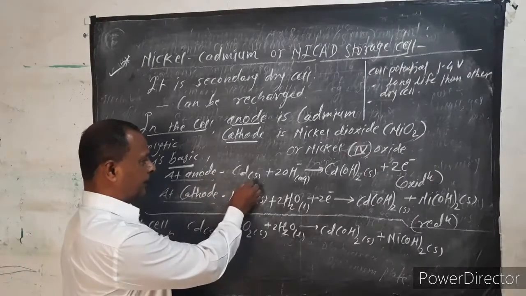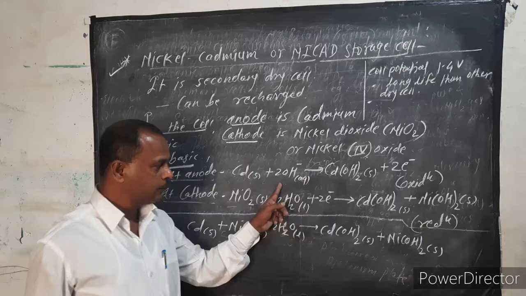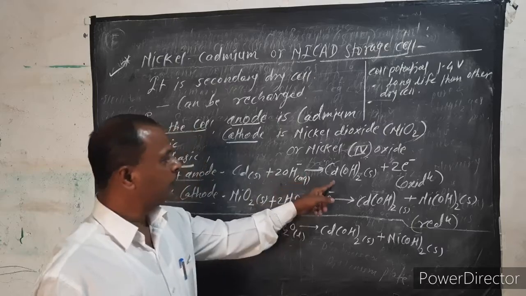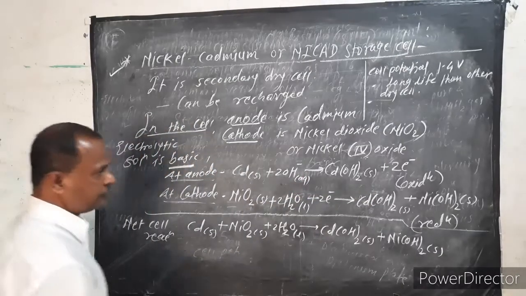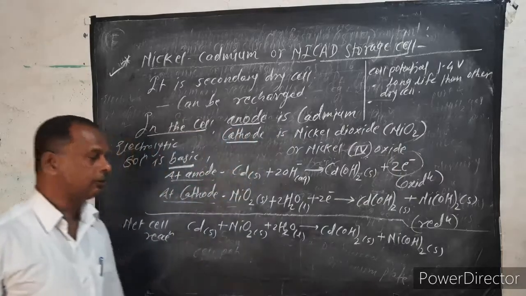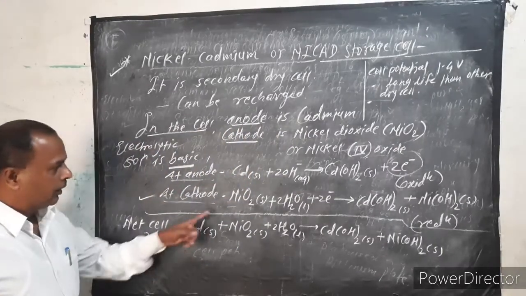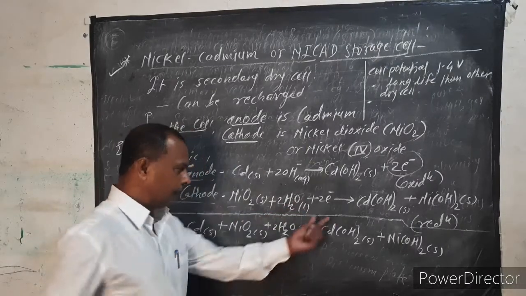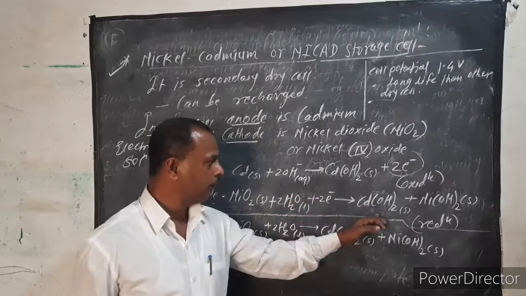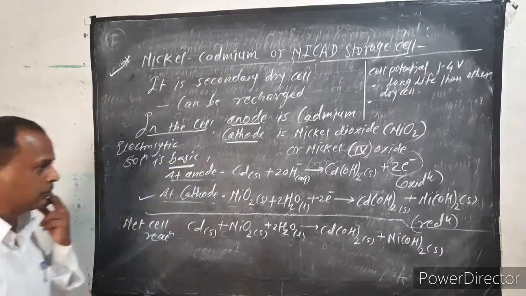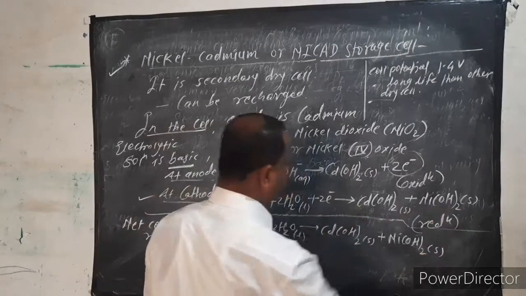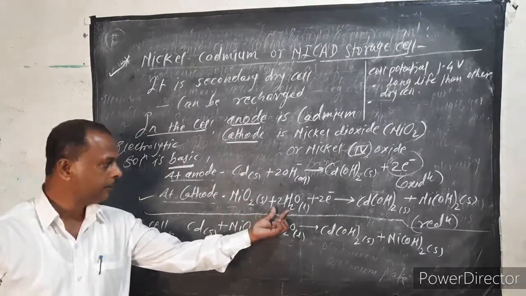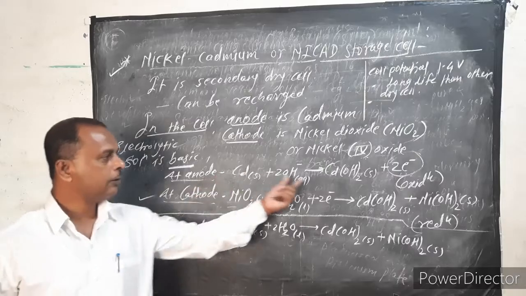At the anode, cadmium metal plus two OH minus hydroxide ions combine and convert into cadmium hydroxide, releasing two electrons. This is the oxidation half reaction. And at the cathode, nickel dioxide combines with liquid H2O and gains two electrons, converting into nickel hydroxide. Both of these products are solid. This is the reduction half reaction: gain of electrons is cathodic reduction, and anodic is oxidation.